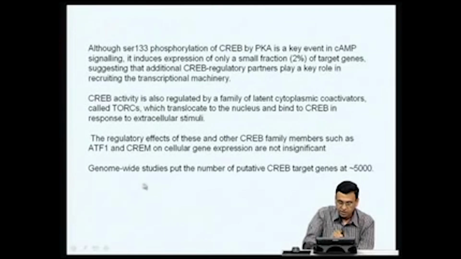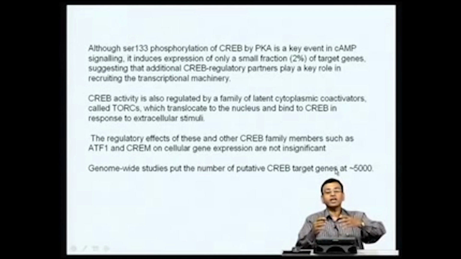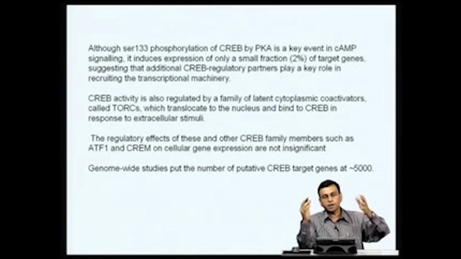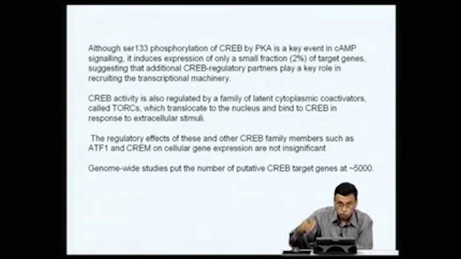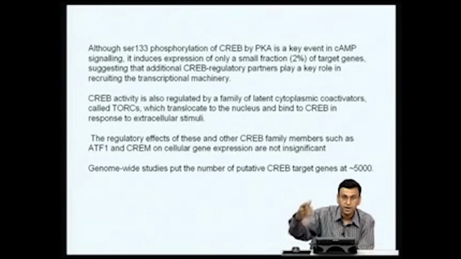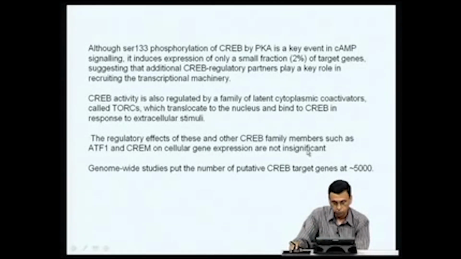In fact, genome wide studies put the number of target genes which are activated in response to cyclic AMP and CREB binding at approximately 5,000 genes. So, when cyclic AMP levels go up inside the cells, approximately 5,000 genes can be activated, but this number can vary from cell type to tissue type and so on. This is just an approximation. Assuming there are about 30 to 50,000 genes in a mammalian cell, 5,000 is a reasonably high number. So, a significant number of genes are targets for cyclic AMP response element binding protein.